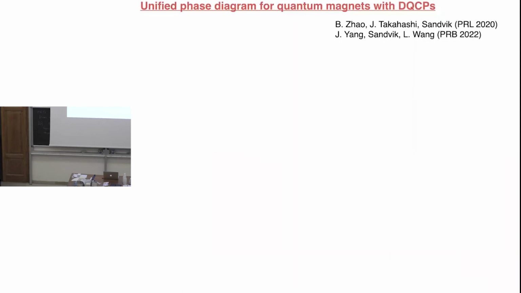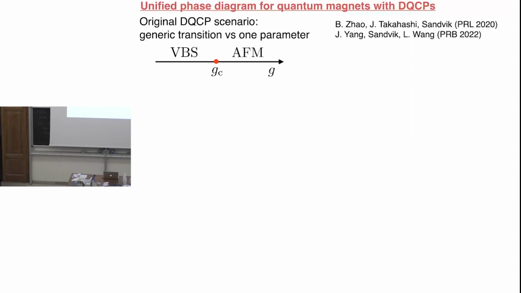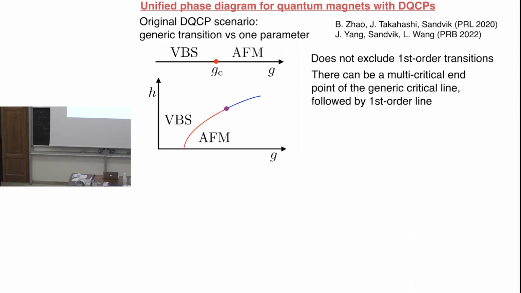Okay, I think this is my last slide now, which is the unified phase diagram. So in the original DQCP, there was a VBS to AFM generic transition. But of course, we cannot exclude a first order transition there. So I think you can imagine if you have two tuning parameters, that you could have this kind of phase diagram where you have a multi-critical point, I guess a tricritical point, separating a first order line and a generic DQCP line. So then the question is, for a specific model, where do you end up?